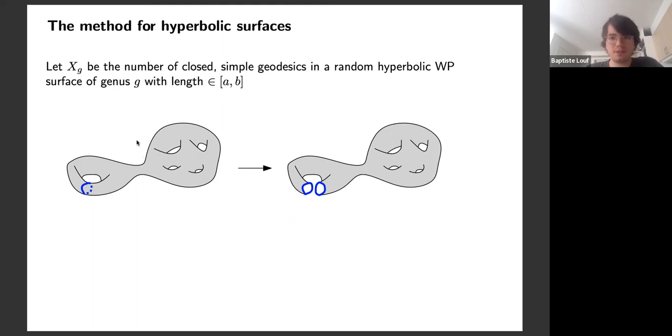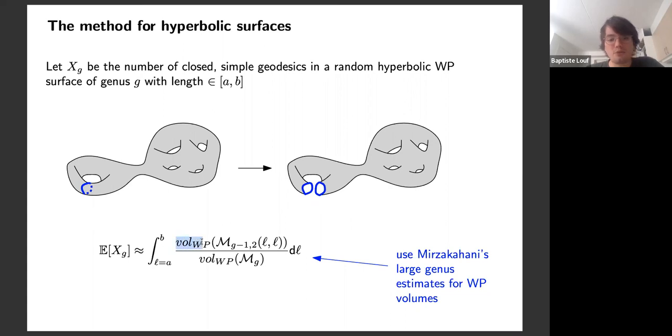Well, you might tell me that's not exactly true, because maybe the geodesic was here, and it would divide the surface into two big chunks. But it's actually kind of easy to show that this most probably doesn't happen when the curves are short. And so now you can apply the principle of before, just dividing numbers of surfaces.